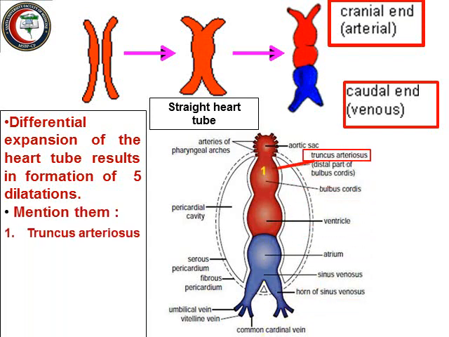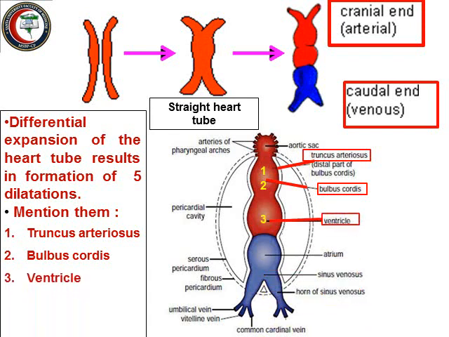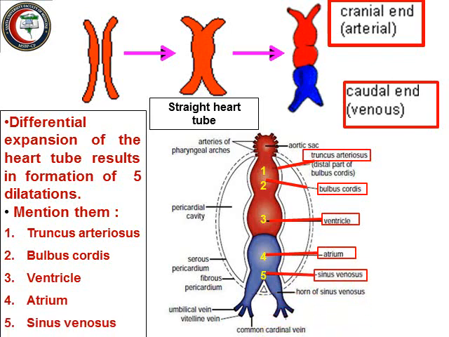These five dilatations are: number one, the truncus arteriosus, which will form the ascending aorta and the pulmonary trunk. Number two, the bulbus cordis, which will form the infundibulum of the right ventricle and the vestibule of the left ventricle. Number three, the primitive ventricle, which forms the trabeculated part of the right and left ventricles. Number four is the primitive atrium, divided into two atria. Number five, the sinus venosus, shares in the formation of part of the atrium. Again, from above downwards: truncus arteriosus, bulbus cordis, ventricle, atrium, and sinus venosus.